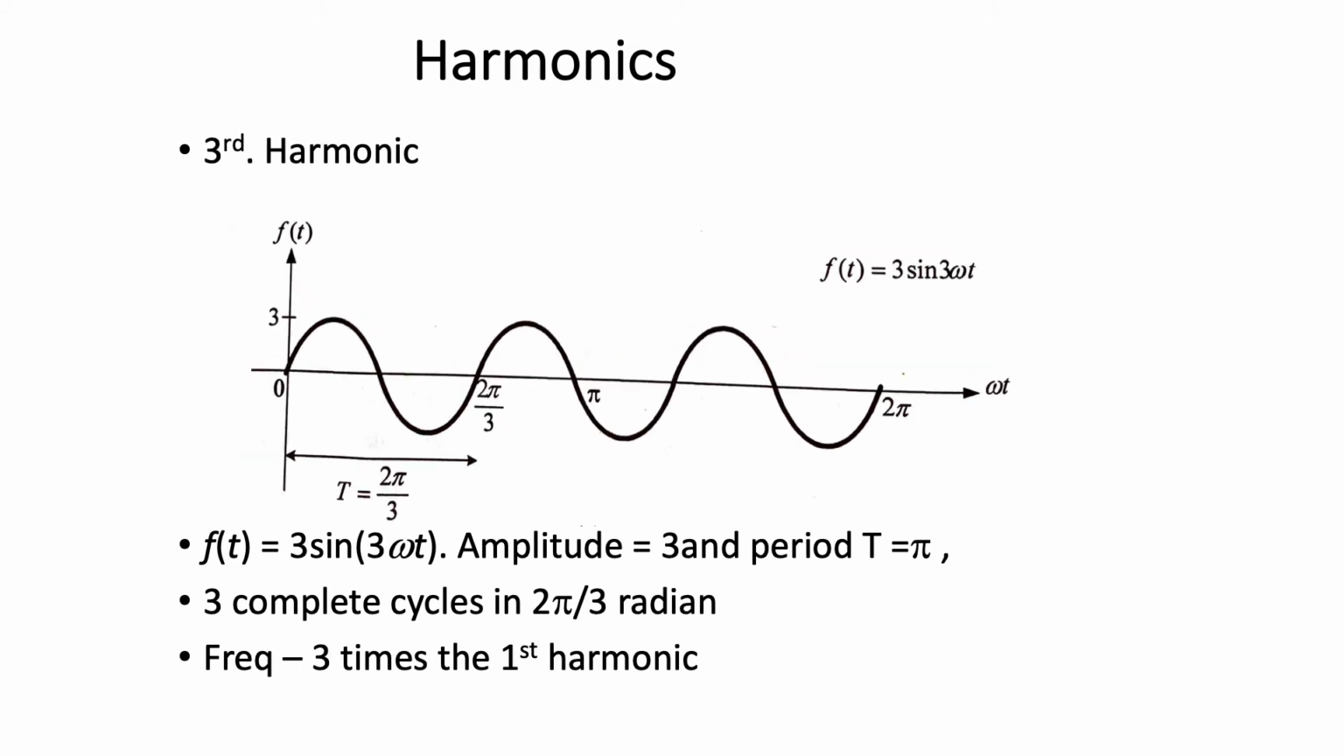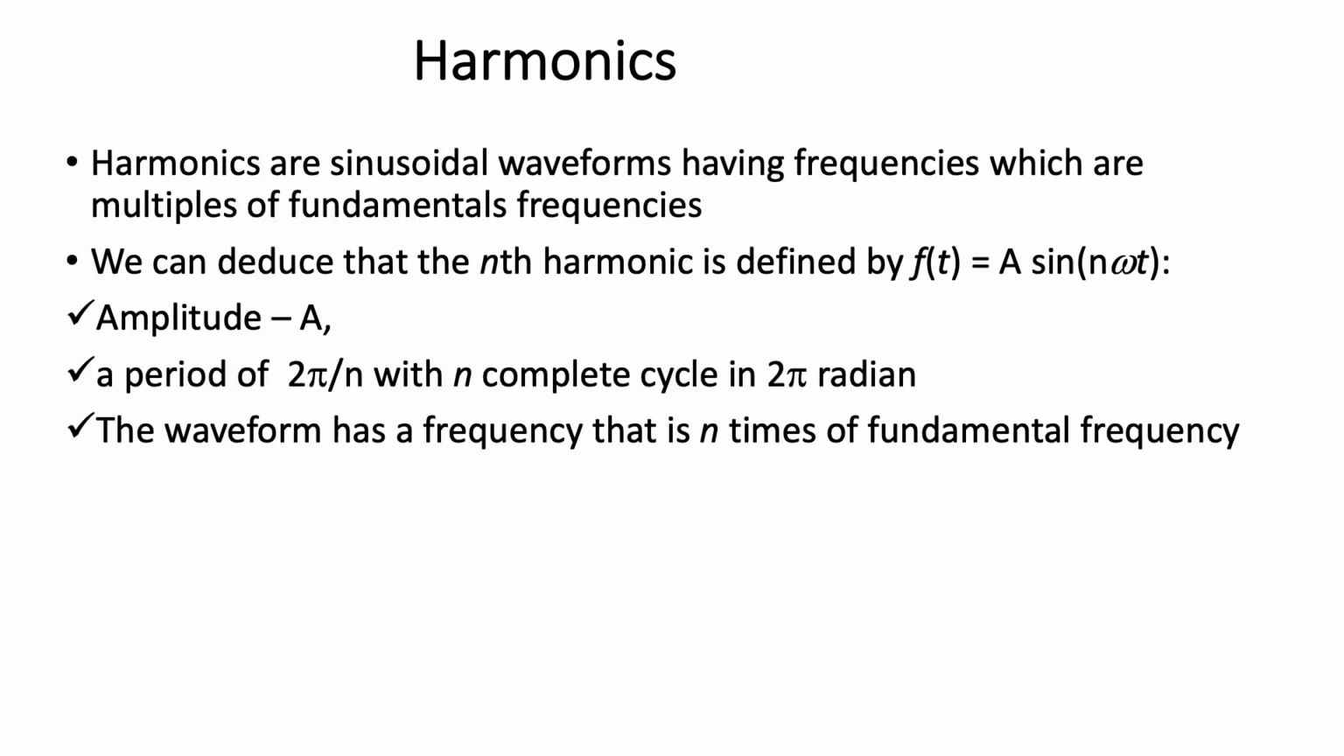The third harmonic is shown here with f(t) equal to 3 sin 3ωt. The amplitude is equal to 3 and the period T is equal to 2π over 3, with 3 complete cycles in 2π radians. The frequency for this harmonic is 3 times the first harmonic.